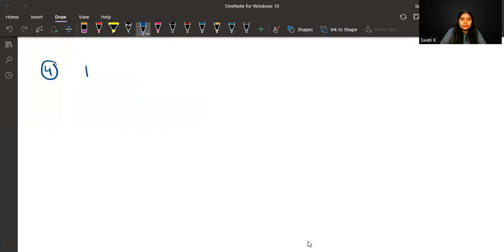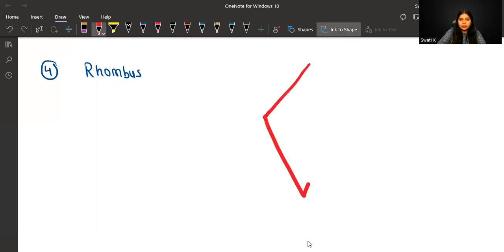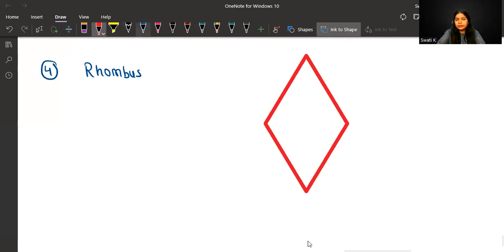So this is the next, that is rhombus. So rhombus basically looks like this. Okay, this is our rhombus. It looks like a diamond as well. So A, B, C, D. Here, the only difference between rhombus and square is that each angle of a square is 90 degrees, but in a rhombus, each angle of a rhombus is not 90 degrees. Okay, that is the difference.